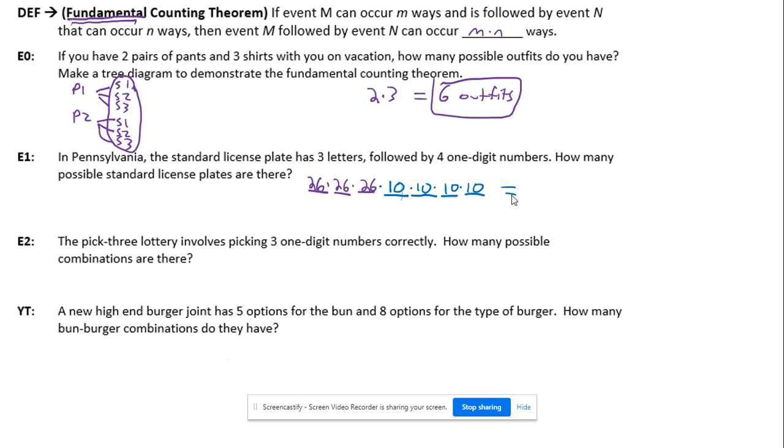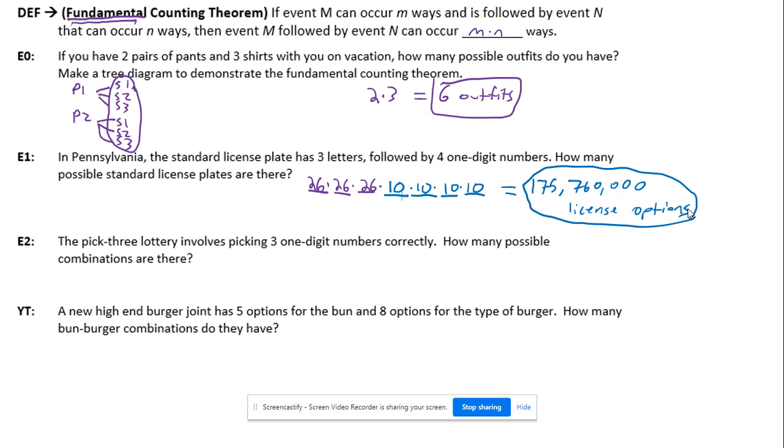And we end up with, this is crazy, if you multiply it all the way out, 175,760,000 license plate options just using that standard formula. So I don't think Pennsylvania has to worry about running out of license plate options soon, because our population is only about 12 million people.